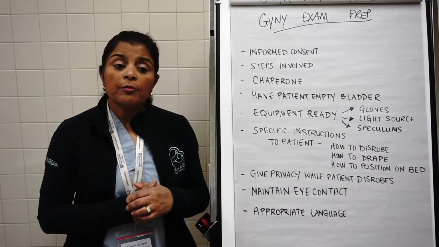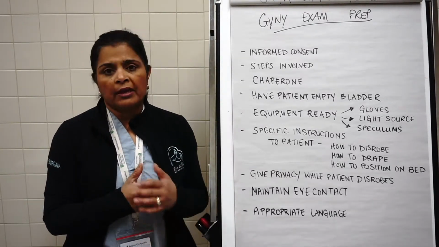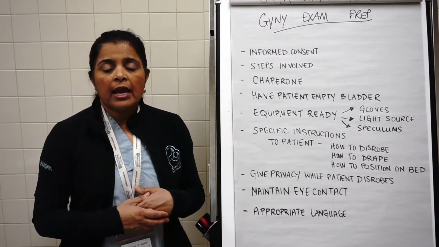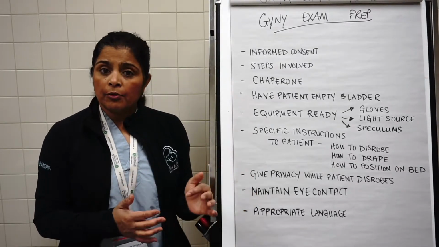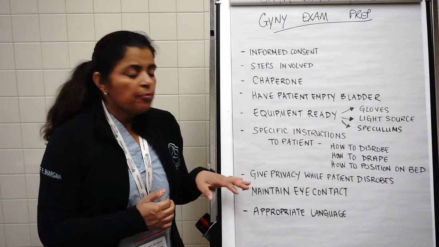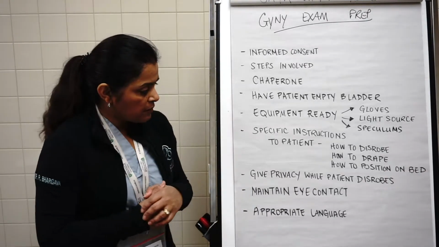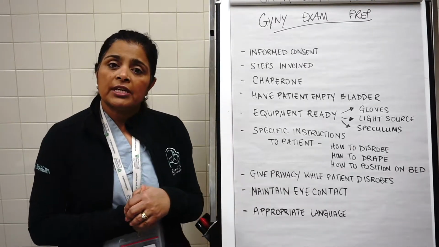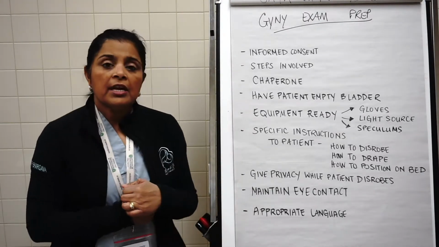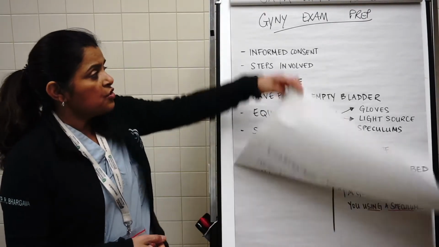For example, it's very important to let them know what they need to remove in terms of their clothing, and how to put on the drape in order to cover themselves properly, and what position to be available for you when you come back into the room, so to speak, for the examination. So it's very important to give the patient privacy while they disrobe, while they drape, and while they position themselves for you. During the examination, it's very important to maintain eye contact and be as natural as you can with the patient and use appropriate language. I think that's a very important lesson to learn.